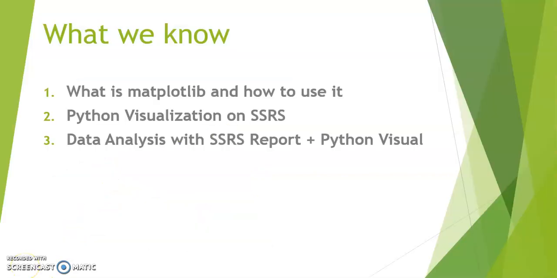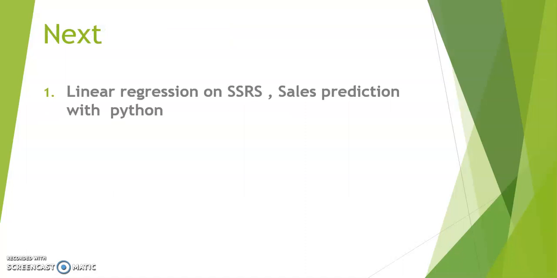Now we have completed the demo. This demo shows how to embed a Python visual into an SSRS report. It is a very simple one, but it will help you understand how to do Python programming on SQL Server and generate Python visuals. By the end of this session you will be able to understand these three points. First is matplotlib, second is the coding part to generate the Python visual, and third is the data analysis part. In the next video I am going to talk about linear regression on SSRS, sales prediction with Python.